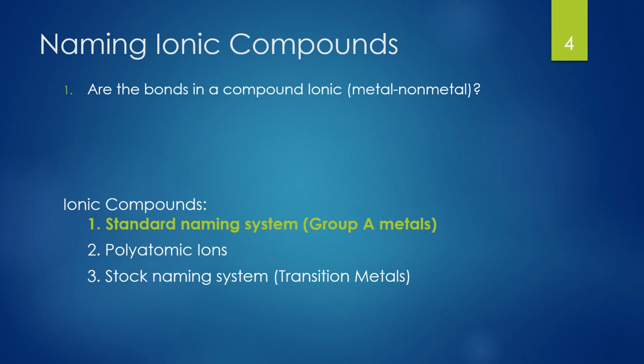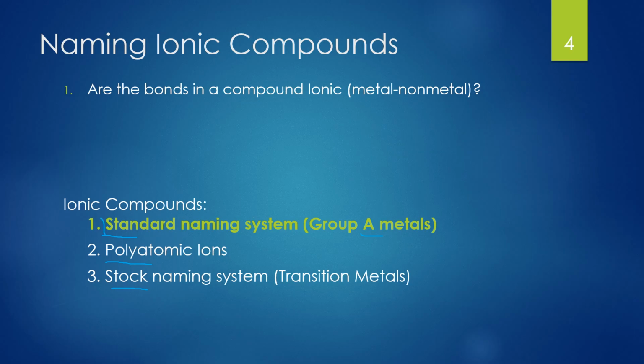So there's the standard naming system, which is the group A metals, so the alkali metals and the alkaline earth metals. So there's a specific way to name those. Then there's a slightly altered version when there's polyatomic ions involved, which we'll discuss later. And then when you get to the transition metals, so if a transition metal is present in the ionic compound, then there's an extra step. So we're going to go through all three variations of the ionic compounds, starting with the standard, which is generally the easiest with those alkali and alkaline earth metals.